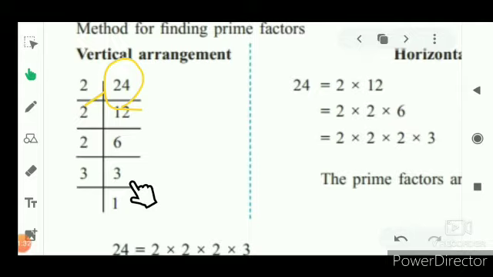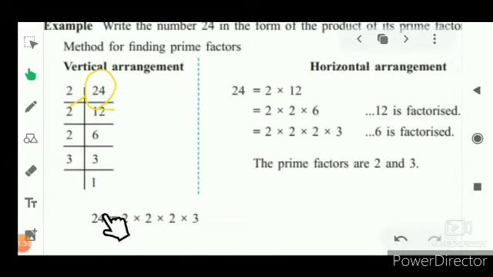Now we see 3 is a prime number, which is divisible by 3 itself. So 3 ones are 3. We will continue this process until we get 1. So the prime factors of 24 are 2 into 2 into 2 into 3.